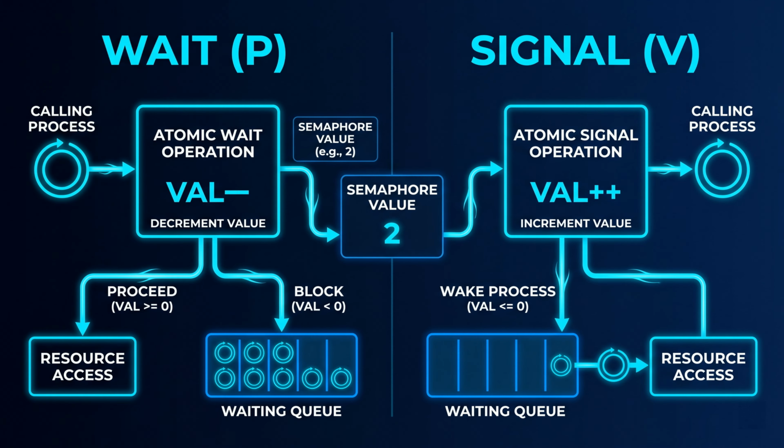A semaphore is basically an integer variable managed through two atomic operations called wait and signal. Some textbooks may also call them P and V operations. The wait operation atomically decreases the semaphore value. If the resource is not available, the process is placed in a waiting state until it can proceed. The signal operation is used when a process finishes using the resource. It increases the semaphore value and may wake another waiting process. Because these operations are atomic, they happen completely without interruption. That atomic nature is important because if wait and signal themselves were interrupted, synchronization would fail.